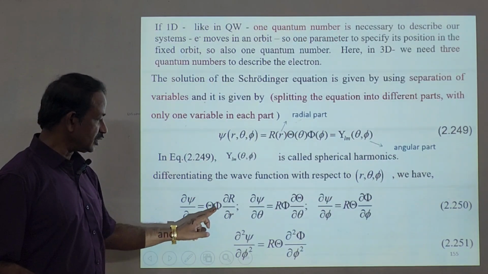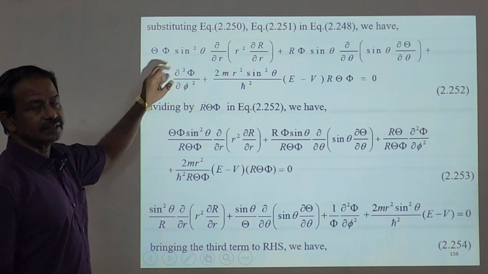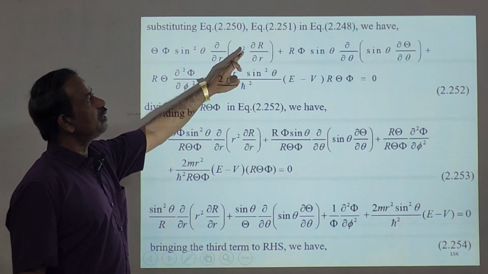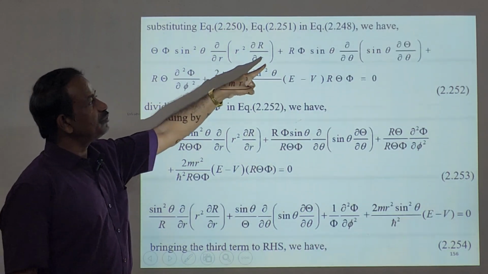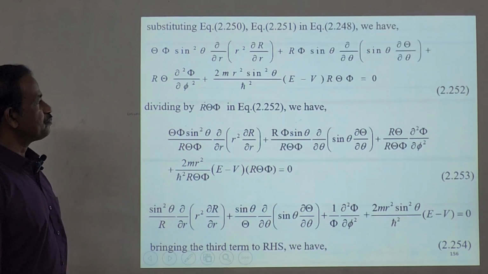Instead of dψ/dr, you substitute Θ Φ dR/dr. You will get this, correct? Θ Φ sin²θ d/dr (r² dR/dr). And that will be your second expression. This will be your third one, and this will be the fourth one.